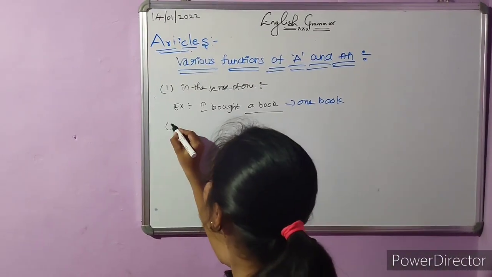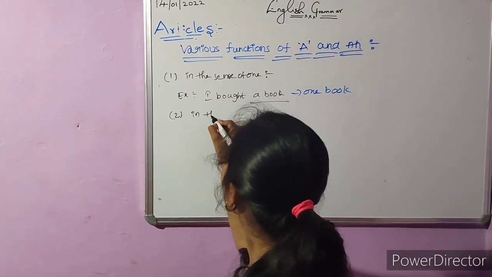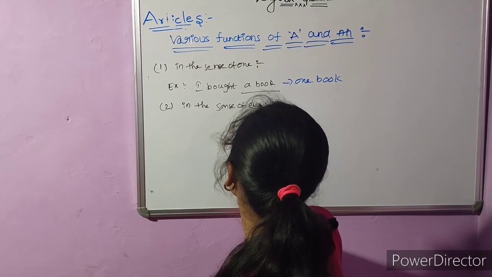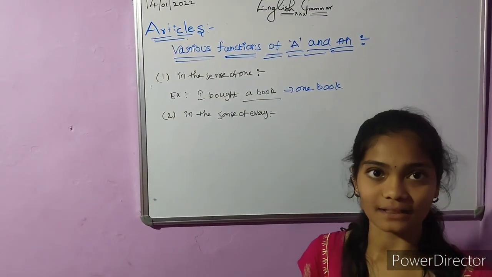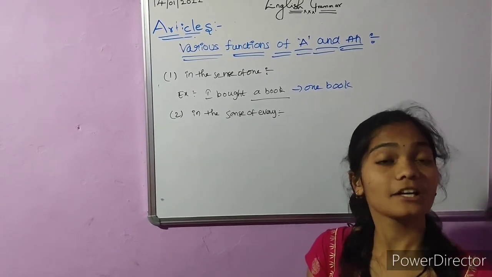And the second sense is in the sense of every. For example, I pay him 500 a month. Here a month means that I pay him 500 for every month.